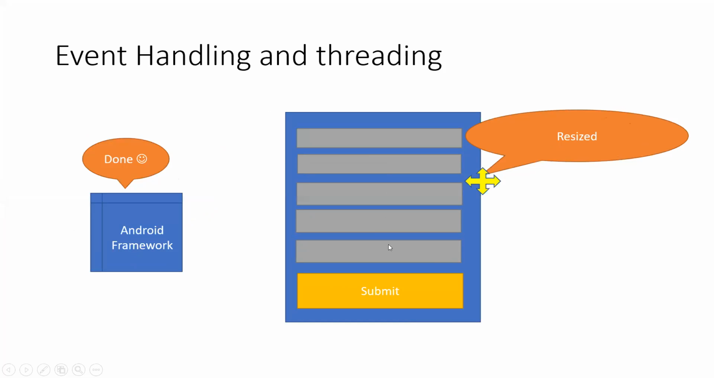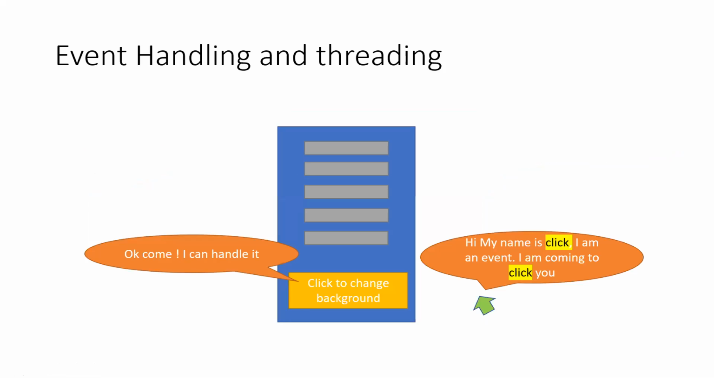Once it has resized, it says, I'm done. So what has the Android framework done? It has changed its size. It has measured its size. It has laid out its style. It has got the measured width and measured depth and applied those things. And it resulted in the new screen, which you are seeing here.